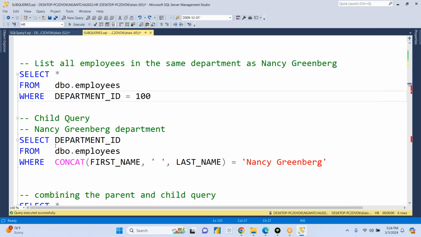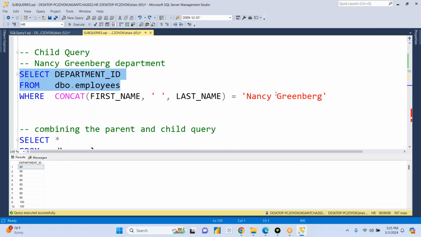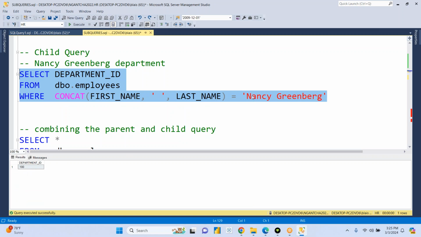So this is us attempting to investigate Nancy's department. All I'm interested in is just her department ID. That's all I need. And how can we make sure that the department ID we have in the return outcome will be that for Nancy? We are putting a condition where the combination of the first and the last name with the space in between, like you see right here, is Nancy Greenberg. This is the investigation. Without that investigation, I'm just getting every department ID. But if I add that condition, I'm making sure that this is definitely Nancy Greenberg's department. See that this is very important.